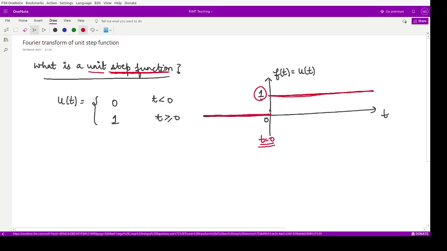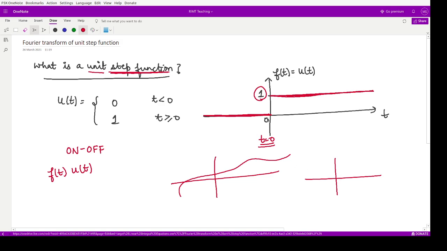It has many applications in on and off conditions. For example, in operating a certain machine, we want our signal after time t equal to 0, and before that we do not want our signal. In that case, we multiply whatever function is given to us by this unit step function. So if the function was earlier defined like this, it would now be cut off after multiplying by u of t, and it would now be like this only. So this is the applicability of the unit step function.